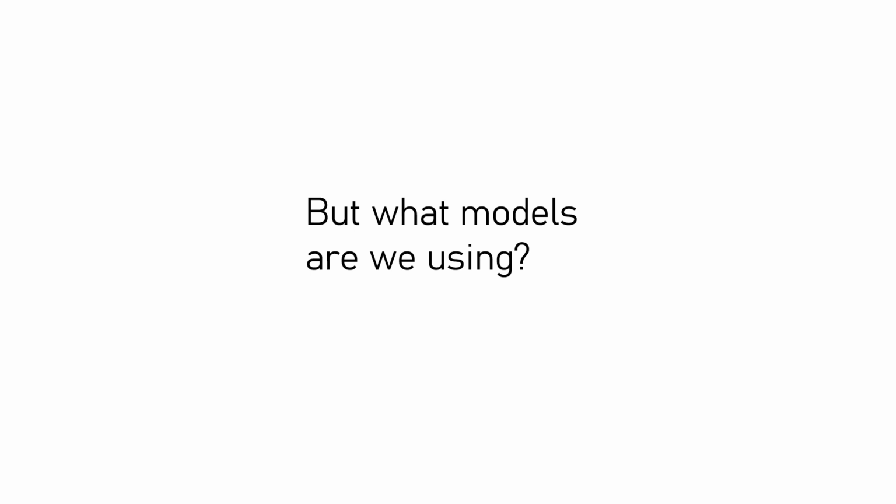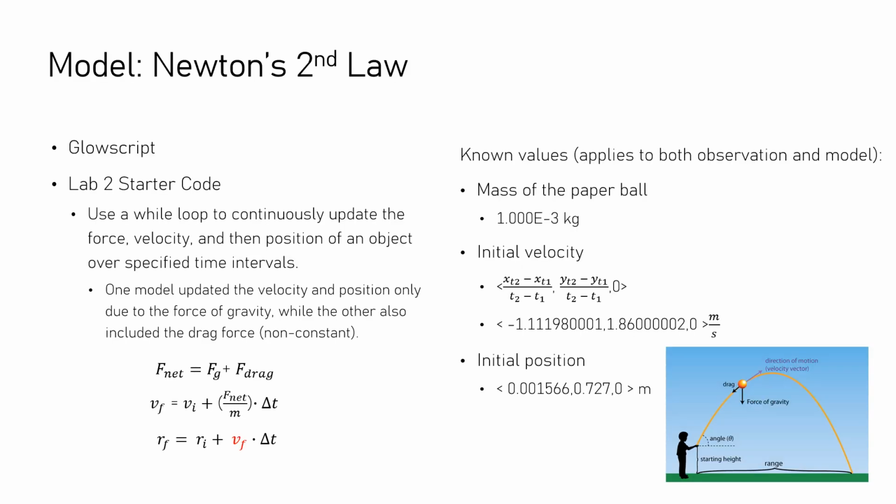So what models are we using? The model we used was Newton's second law using GlowScript and the Lab 2 starter code, which was a while loop to continuously update the force, velocity, and then position of the object over specified time intervals. One of our models only updated the force with the force of gravity, whereas the other updated them with the force of gravity plus the force of drag, which we explained earlier. And you can see the equations down there that we used in our models. Now, the known values, both observed and in our models, were the mass of the paper ball shown there, the initial velocity shown there, and the initial position also shown on the right.